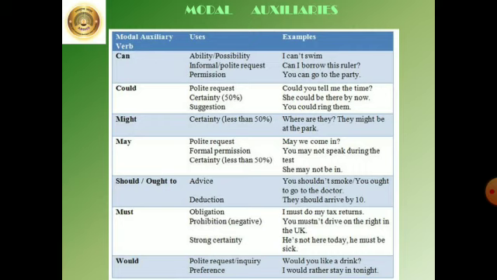Request, certainty and suggestion. Now the next modal is might. Here also might has certainty.